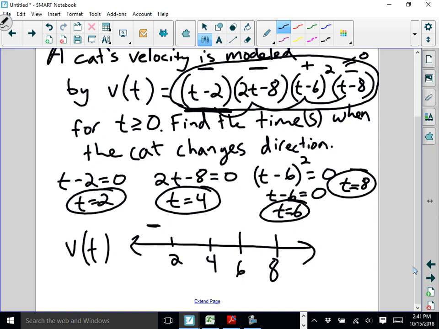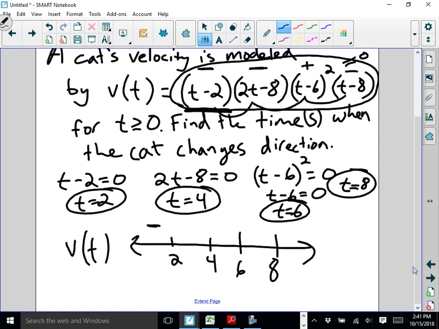If it's odd, it's going to be negative. If there are no negative signs, if they're all positive, obviously it's positive. So we had 3 negative signs there, which meant it would be negative. Now I need to choose a number between 2 and 4. So I'm going to choose 3, right?